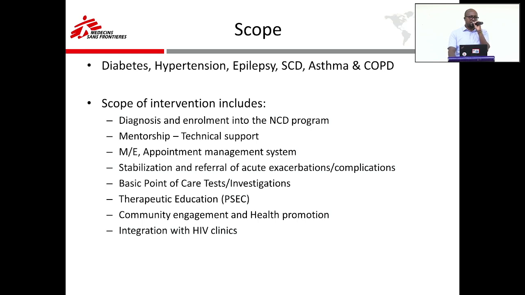So we focus on 6 diseases: diabetes, hypertension, epilepsy, sickle cell disease, asthma, and COPD. And the scope of intervention includes, of course, diagnosis. We also do technical support, like we mentored the HIV clinic clinicians so that they are able to manage HIV patients who have NCDs.